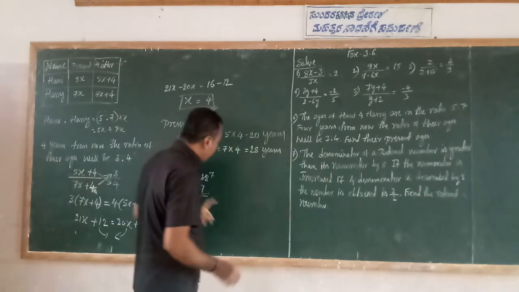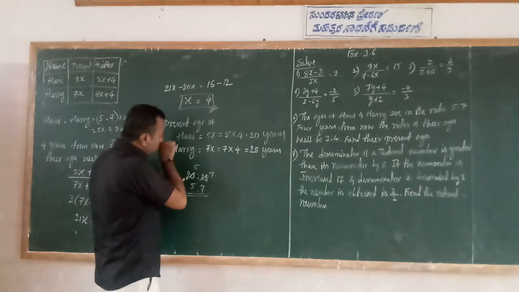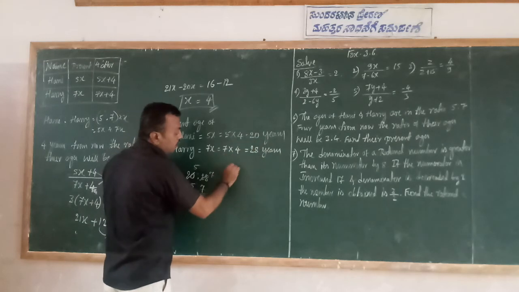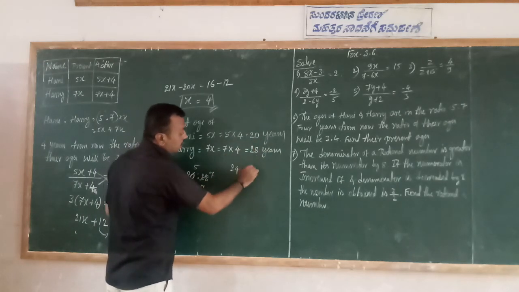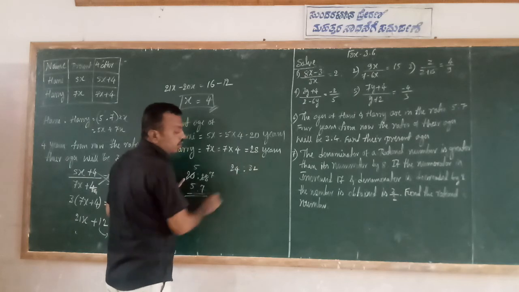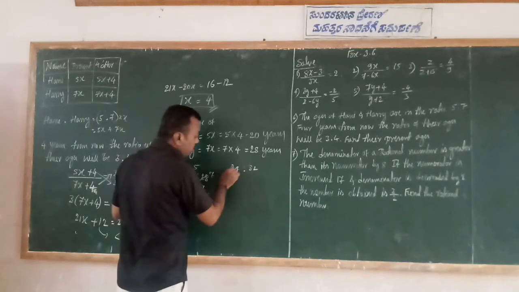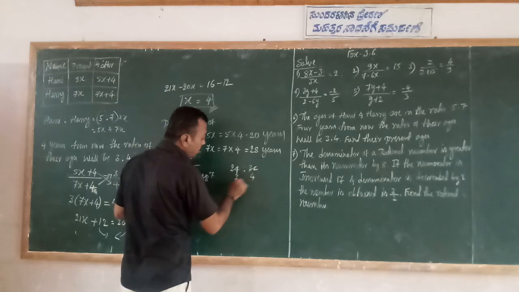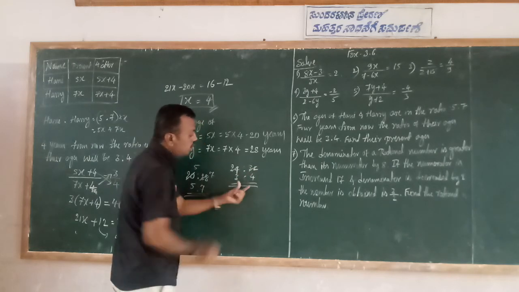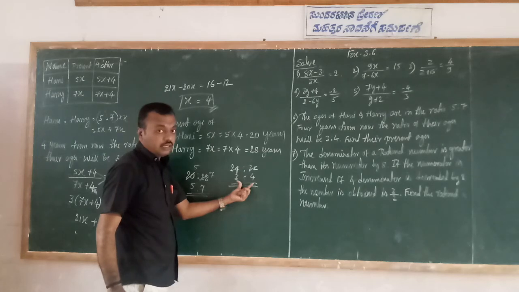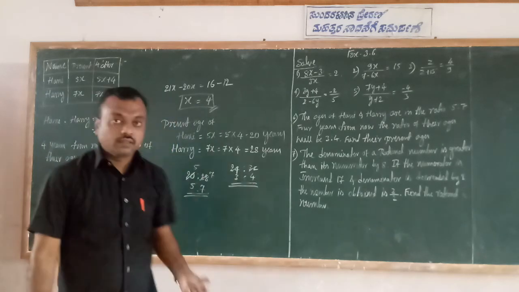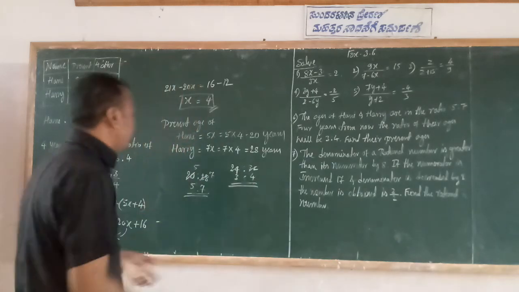Correct? So after 4 years, Hari's age is 20 plus 4, which is 24, and the other's present age is 28, after 4 years 32. Now write it in ratio form. 8 3s are 24 and 8 4s are 32, therefore 3:4. This is the ratio of the ages after 4 years. Is it right? So our answer is correct. Understood? So like this you have to verify.